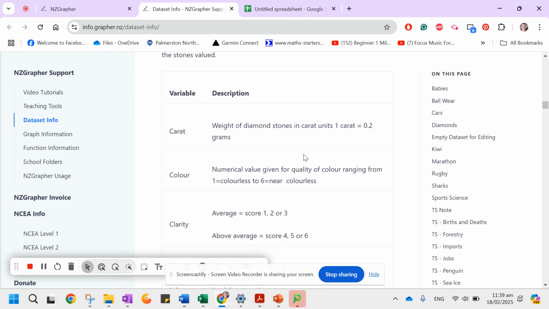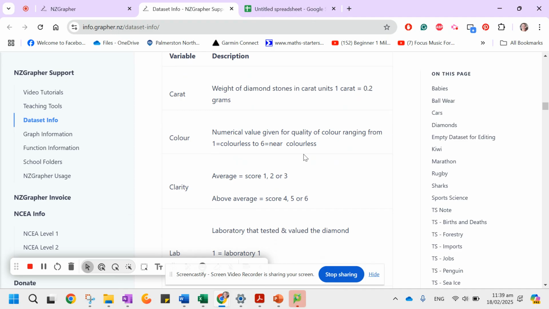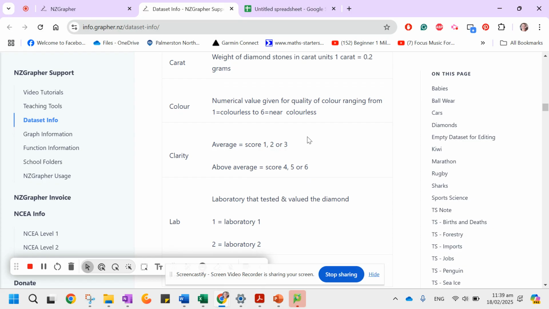Right, then we have a look at the variables. So we've got the carat, which is the weight of a diamond. Would that be numerical or categorical? Numerical. The colour. So 1, 2, 3, 4, 5, 6. Numerical or categorical? Yeah, it's an interesting one, eh? Because it is a number. It's a discrete number. It's a count. But you could also put it as a categorical. Would we investigate colour if we're a little bit unsure about what variable it is? Probably not. Okay, the clarity, which is average or above average, numerical or categorical?